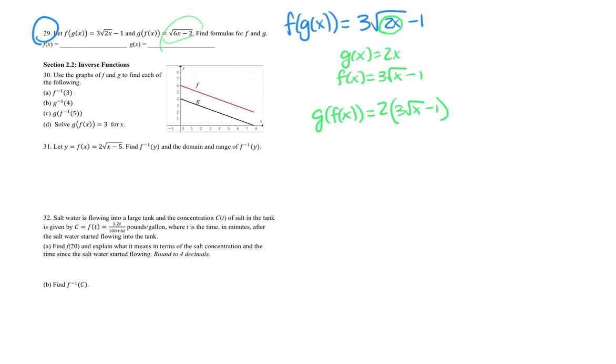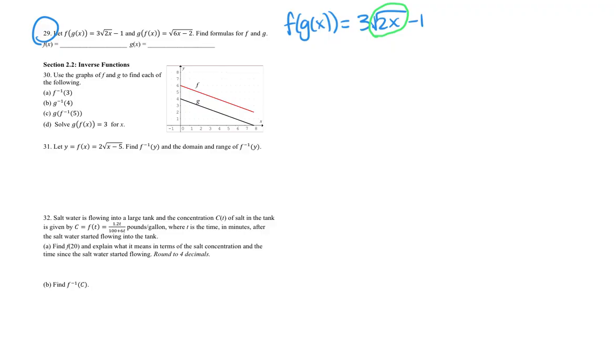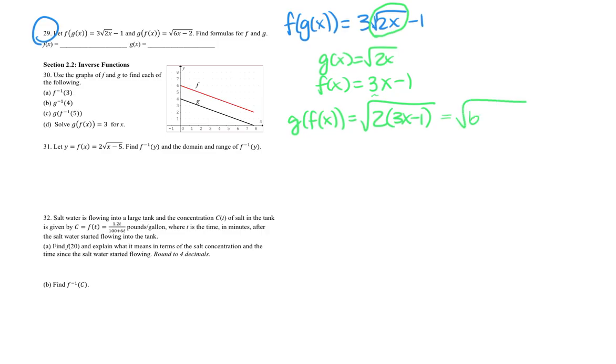Okay, so what's another possibility? Let me try again. Say I let my inside part be all of this, square root of 2x. So if I let g of x be the square root of 2x, then what's my outside part? That means f of x equals 3x minus 1. Let's try that. If I did g of f of x, I want to plug that f inside of that g. So it's going to be square root of 2 times 3x minus 1. That's looking better. And if I simplify that, that would be square root of 6x minus 2. So that's what I needed. So my g is square root of 2x, and my f is 3x minus 1.